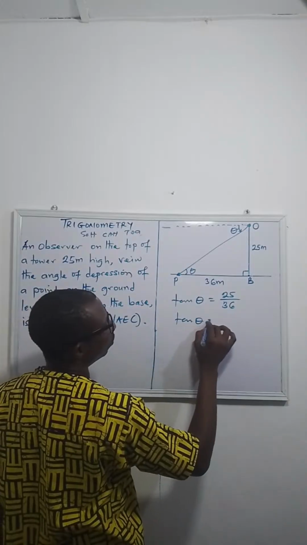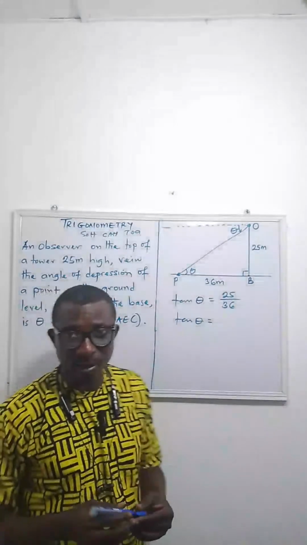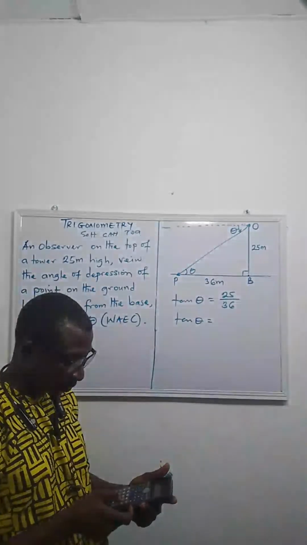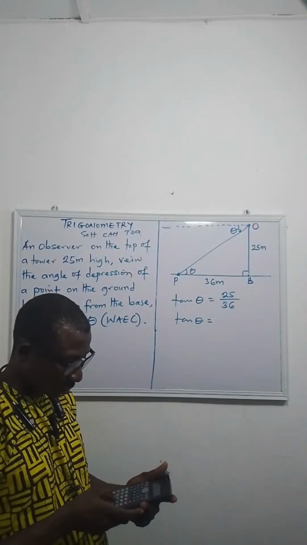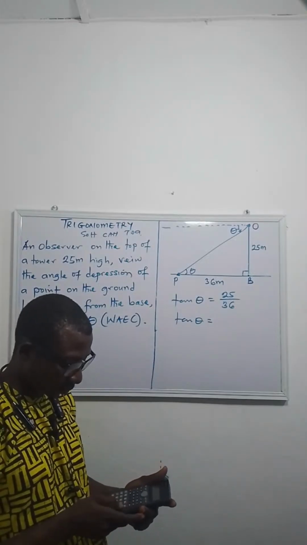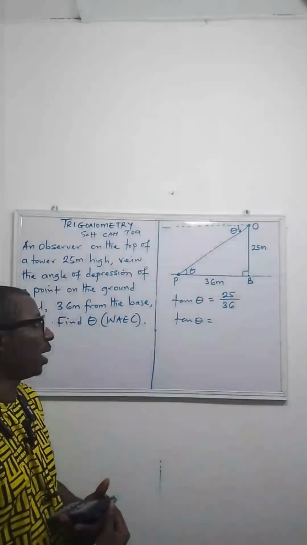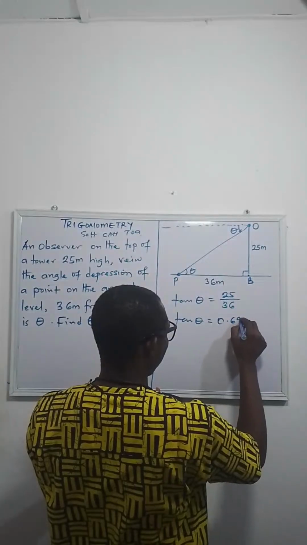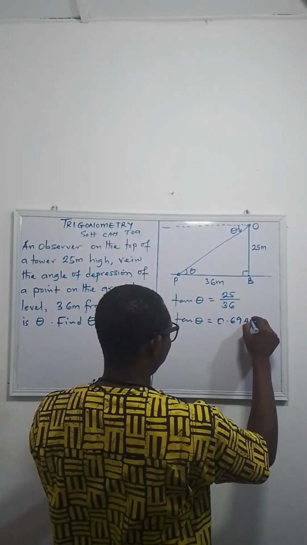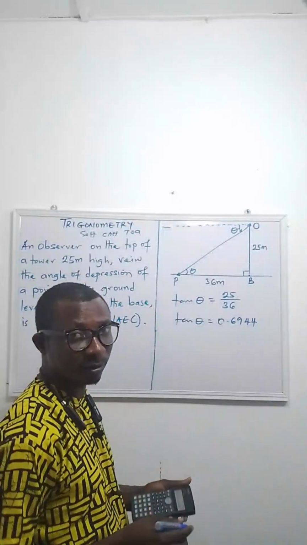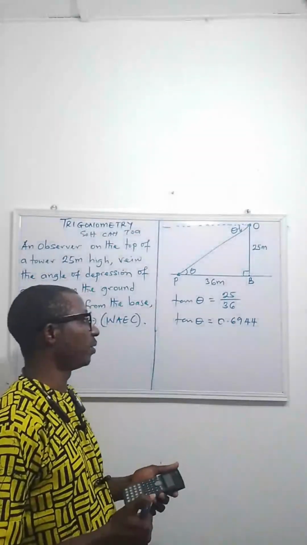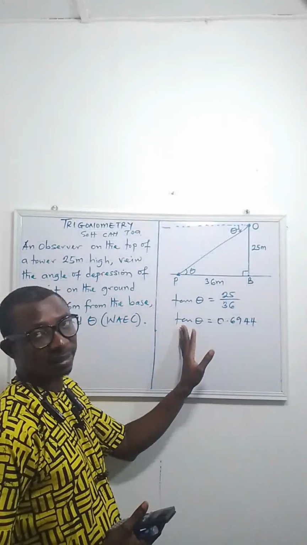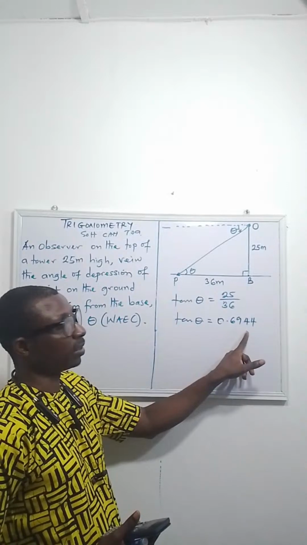So when you divide, what do you have? I want you to drop your answer as well. What do you have? 25 over 36. So you have 0.6944. Okay, is that what you have? All right, 0.6944. So now the next thing is to find the arctan of what we have here.